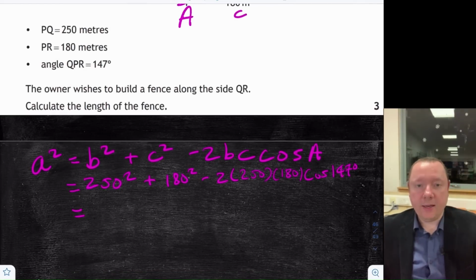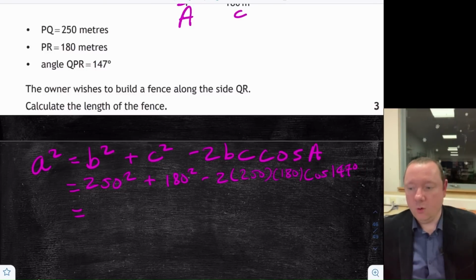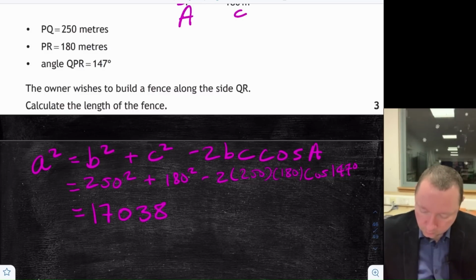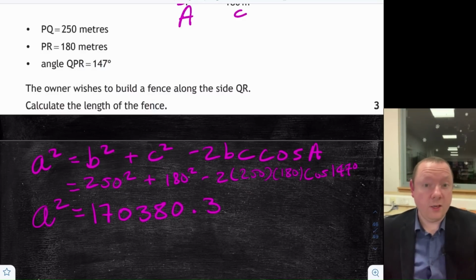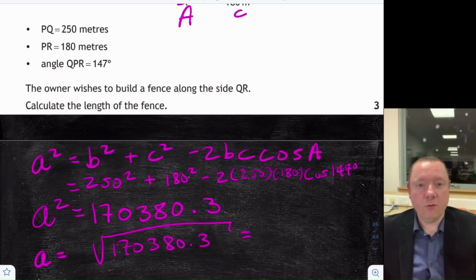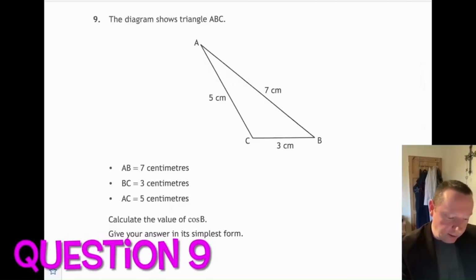Remember, we could do that in one step in a calculator. Put brackets around this, minus brackets around the whole of this, and you will be fine to go. If you do that, or you take your time on it, you get 170,380.3, and that's a squared, remember though. So that's just got 2 marks so far, substituting and getting a squared. So now just calculate our a. The square root of 170,380.3 gives an answer of 412.77 metres.